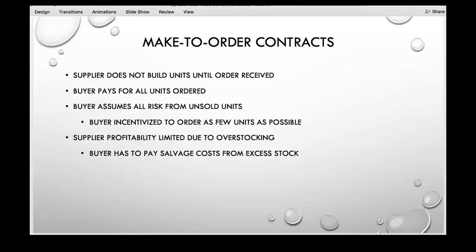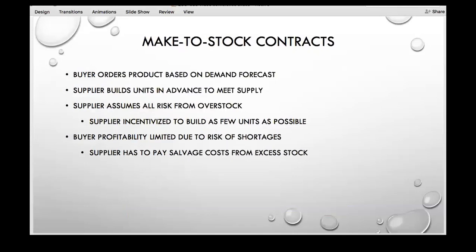So now the risk is swapped. Previously, the supplier's profitability was limited due to overstocking. But now what happens is the buyer's profitability is limited due to the risk of shortages, because basically the supplier is still going to make only enough to meet the supply.